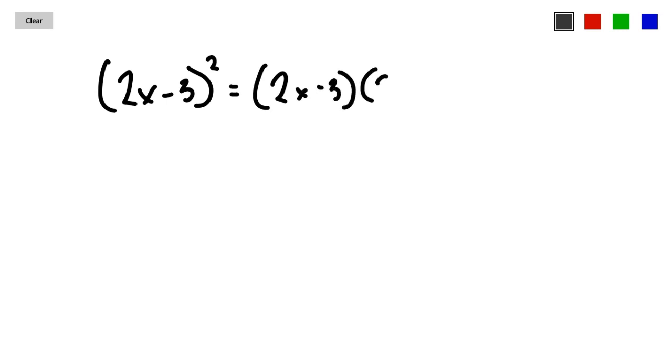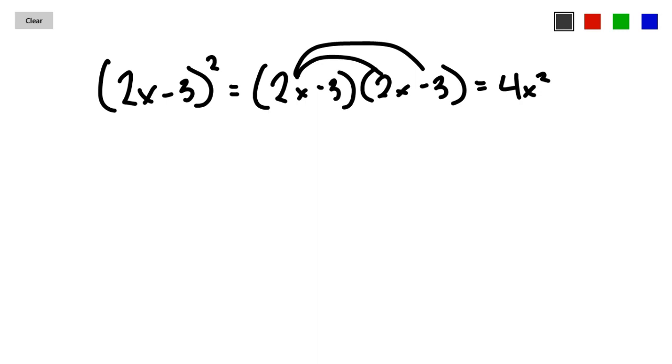Let's say that I had 2x minus 3 squared. So essentially what you're saying here is that I'm multiplying 2x minus 3 by itself. So you can write that as 2x minus 3 times 2x minus 3. And then you can perform the FOIL method from here. So the first product is going to be the 2x times the 2x, which gives me a 4x squared. And then the outer product is going to be a 2x times a minus 3, which gives me a minus 6x.